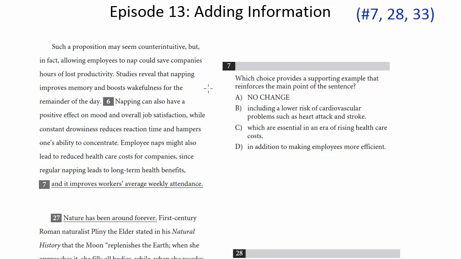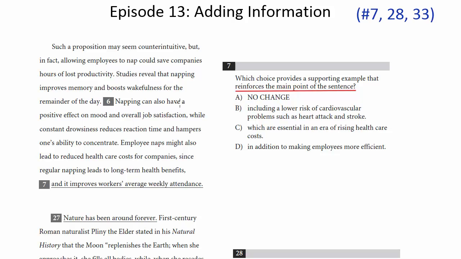Let's look at number 7. Which choice provides a supporting example that reinforces the main point of the sentence? So what's the key phrase here? It's reinforces the main point of the sentence. That is what we want our addition, our change to do. So let's see. Employee naps might also lead to reduced healthcare costs for companies, since regular napping leads to long-term health benefits, and it improves workers' average weekly attendance.